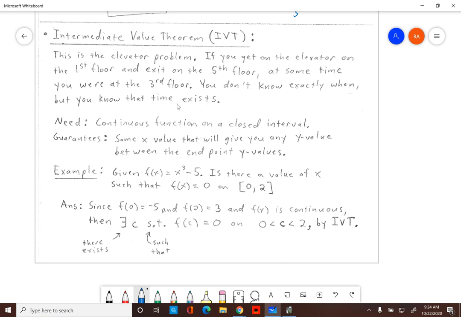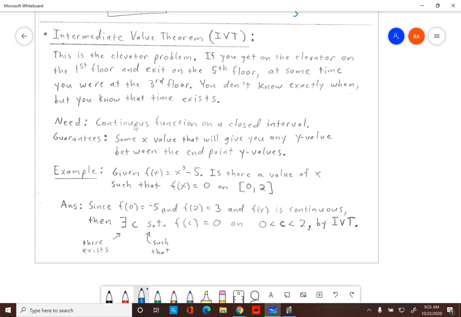So if you can imagine, because time is continuous, you didn't teleport up, at some time you hit every floor on the way up from the 1st to the 5th floors. Now I'm not telling you what that time is, I'm just proving that a time does exist. So that's what the intermediate value theorem guarantees you. You're guaranteed to hit every y value on a function between the endpoint y values.